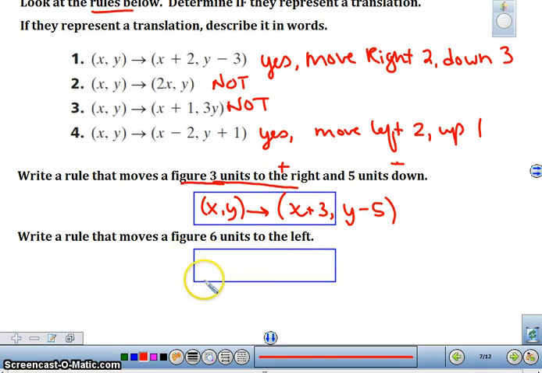Pause the video, and then have the students check, and then walk around and check that they wrote it down. x, y. If you're checking yours now, 6 to the left, x minus 6, and y stays exactly the same.